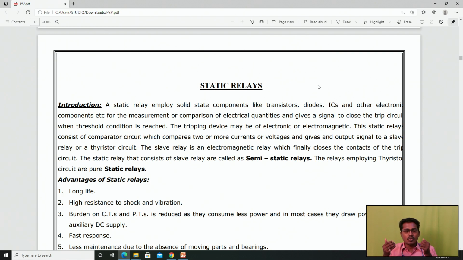So that's why we are going for the static relay. Static relay is the semiconductor relay, we can say, because everything depends upon semiconductor devices. In a static relay, transistors, diodes, ICs or other electronic equipment are used for making the relay operations.